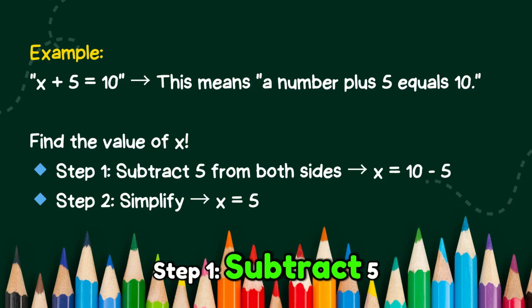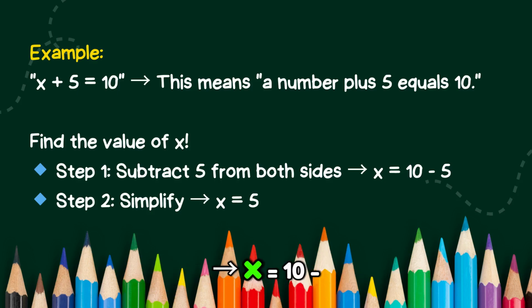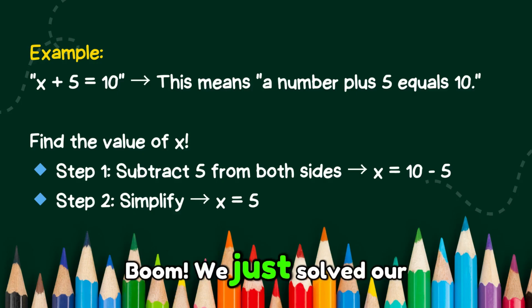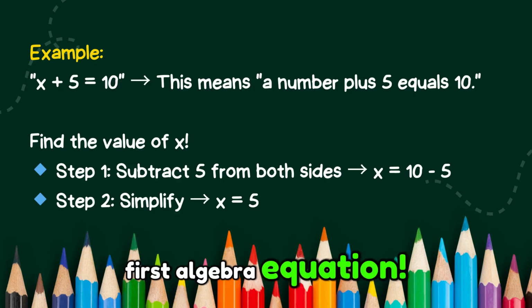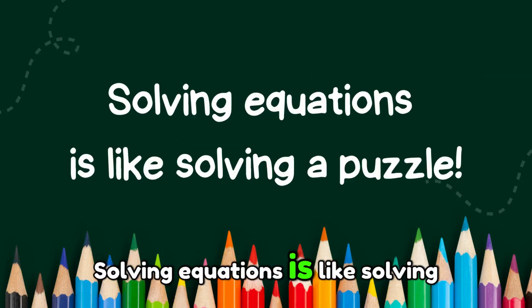Step 1, subtract 5 from both sides: x equals 10 minus 5. Step 2, simplify: x equals 5. Boom! We just solved our first algebra equation. Solving equations is like solving a puzzle.